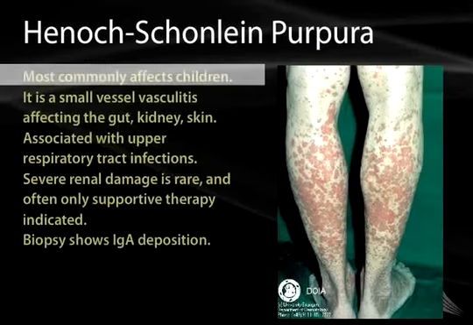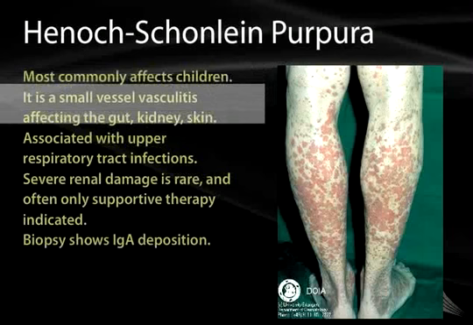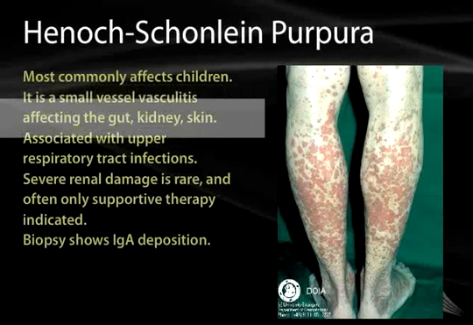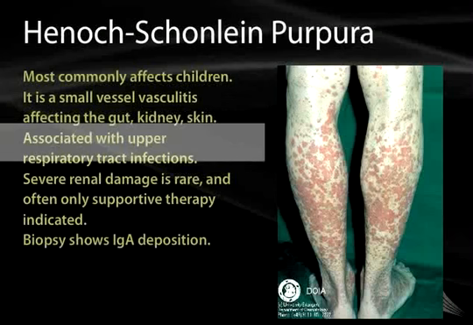Henoch-Schönlein purpura is most commonly seen in children, but can be seen in adults up to middle age. It is a small vessel vasculitis affecting the gut, the kidney, and the skin, and there is the stereotypic lesion of Henoch-Schönlein purpura that's seen in the picture on the right. It is associated with infections of the upper respiratory tract.